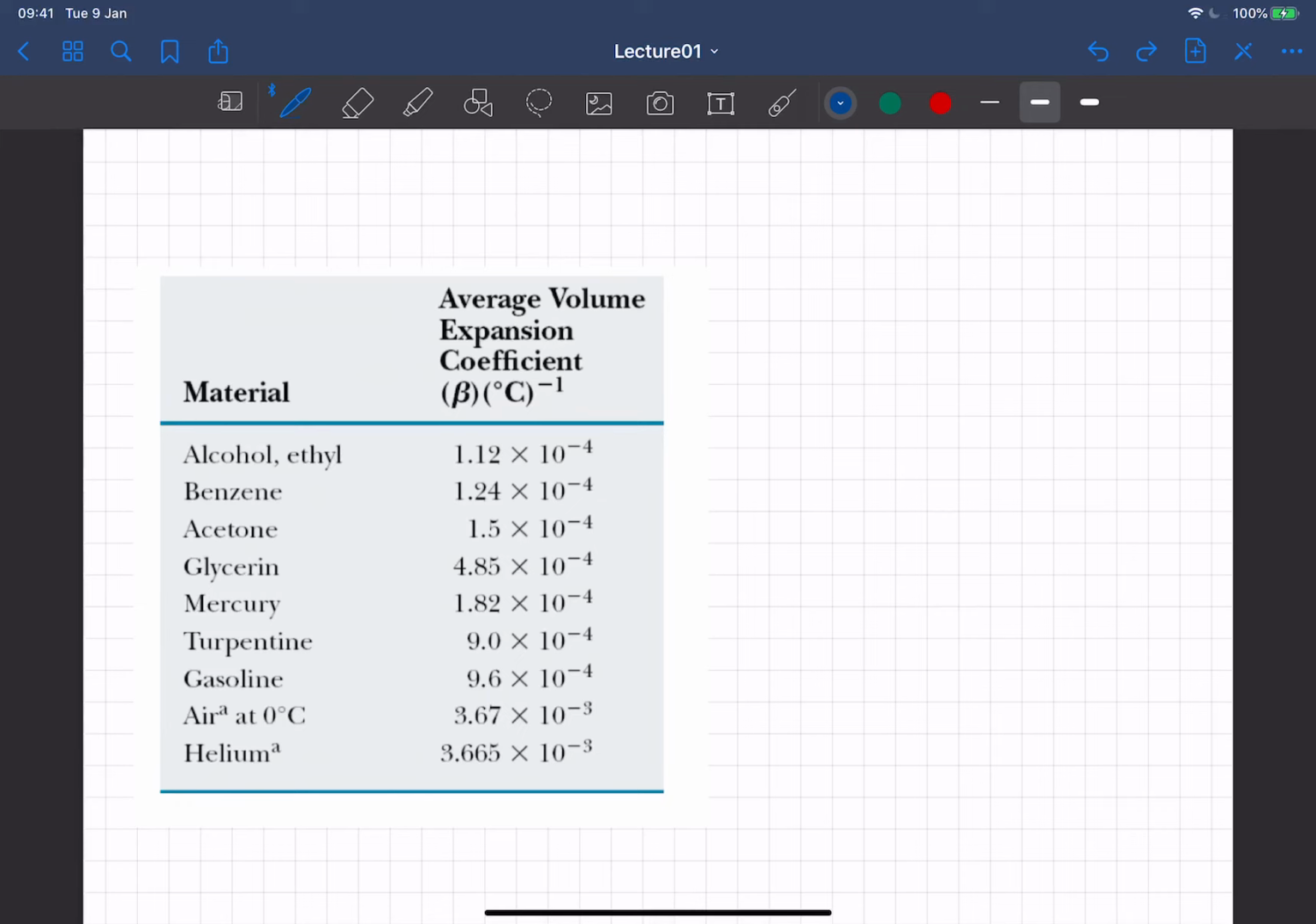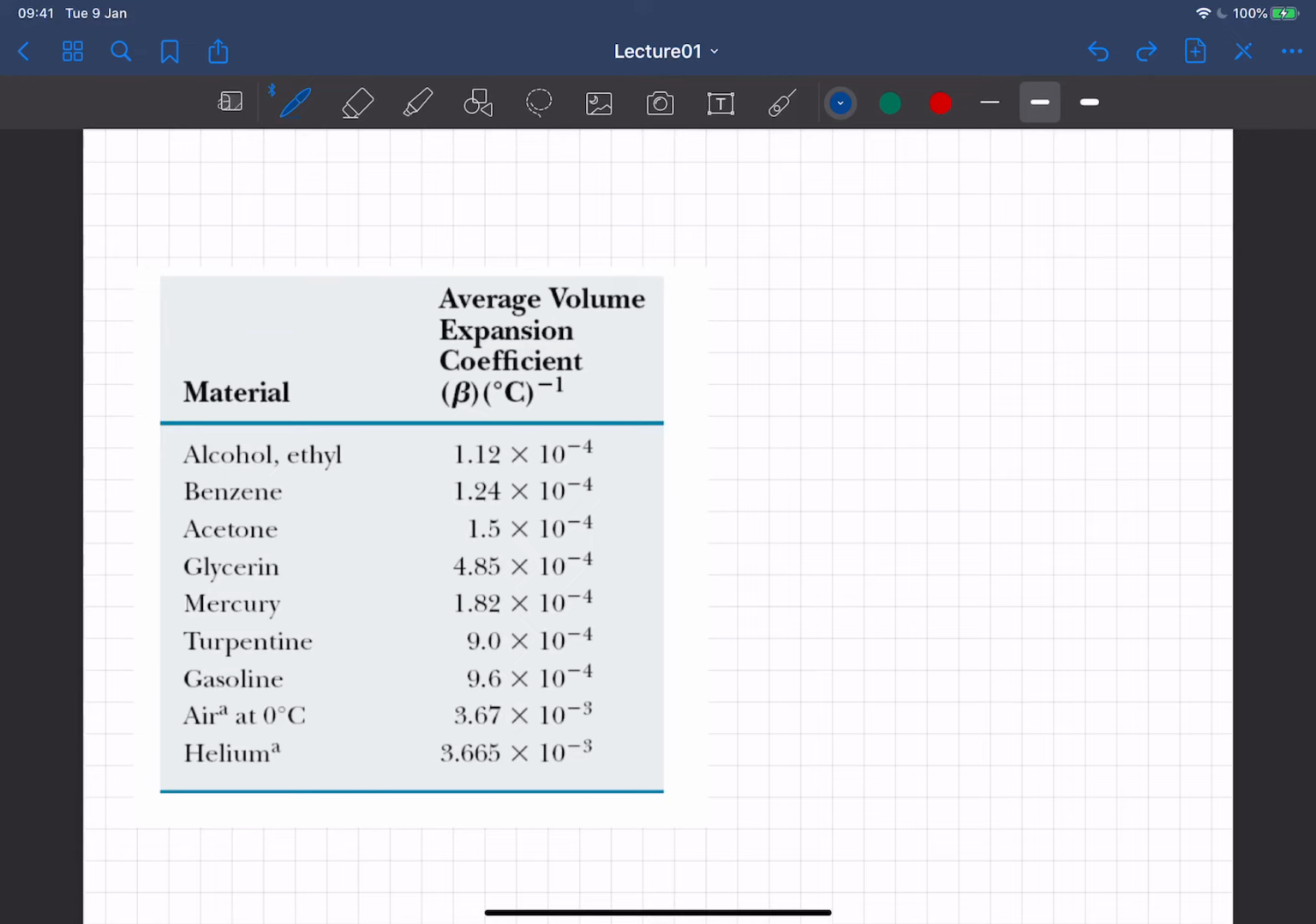Acetone, okay. Glycerin is also a kind of liquid. Mercury is a metal, but it is one of very few metals which is liquid at room temperature. So for mercury, we have to talk about the volume expansion coefficient, not the linear one. If you want to freeze mercury, you have to go to, I think, minus 200 something degrees Celsius. And then gasoline obviously is liquid. And then air and helium, these are gas. So for gas, you also need to talk about the volume expansion coefficient.